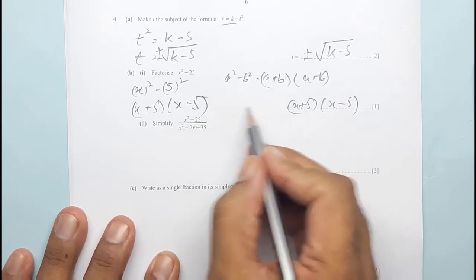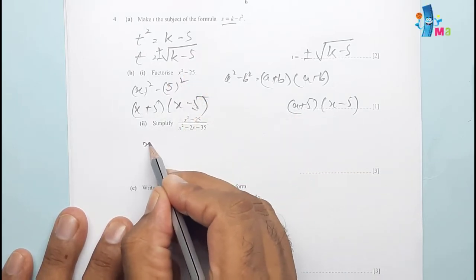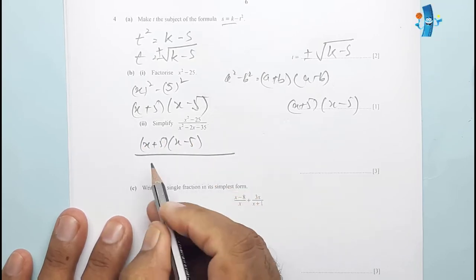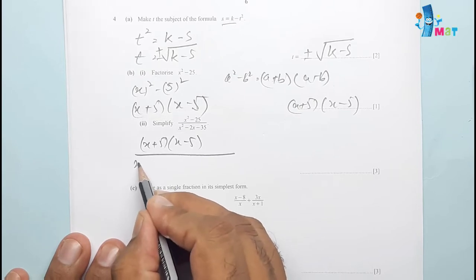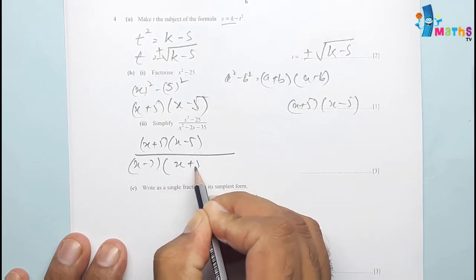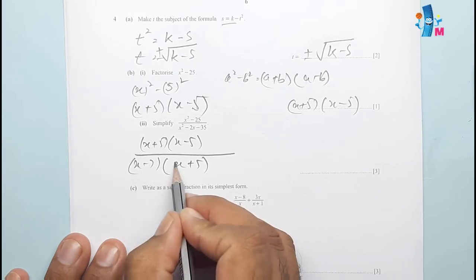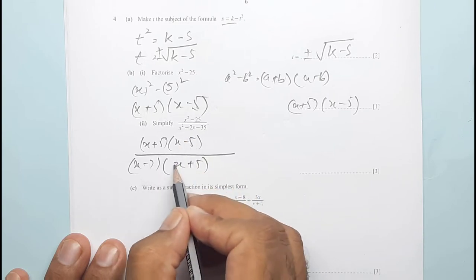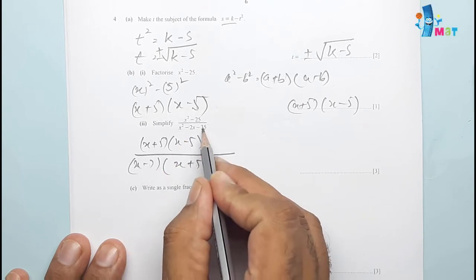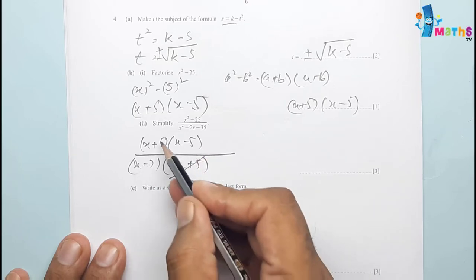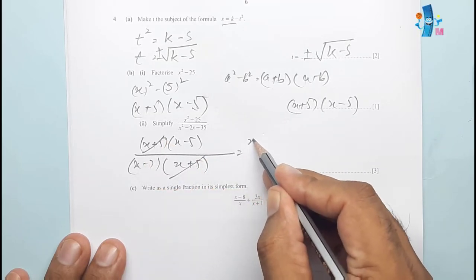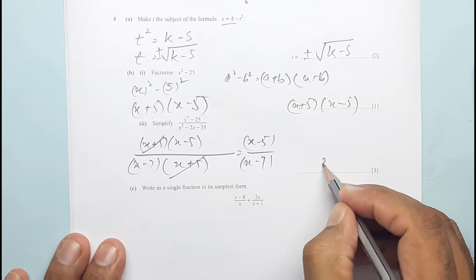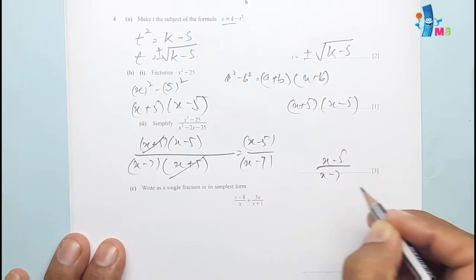Simplify this one. The same simplification we can write for the upper portion, which is x plus 5 and x minus 5, and the lower portion, if we factorize, will be x minus 7 and x plus 5. If you multiply this, you will get x square, plus 5x minus 7x, so minus 2x, and minus 7 into 5 will be minus 35. So this is the factorization. The plus part will be cancelled, and the final answer will be x minus 5 over x minus 7.